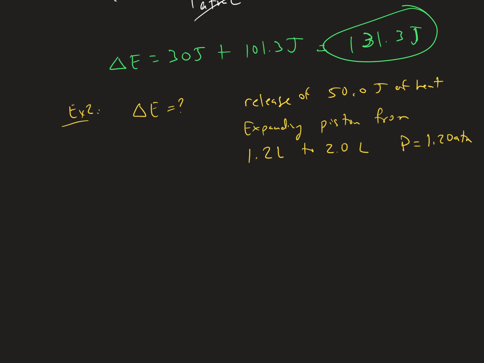Okay, so what do we do? Write down the equation. Great first step. Delta E equals Q, what's the equation? Minus P delta V. So we know what our P is. Now we got to calculate delta V. How do we do that? What minus what? This is our final, 2, minus the initial. Equals 0.8, 1 decimal place, that's it. Liters.